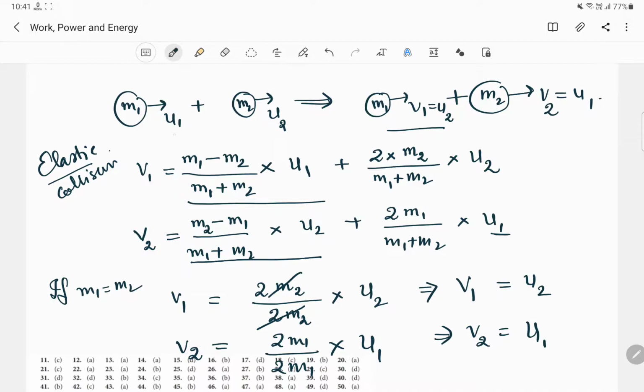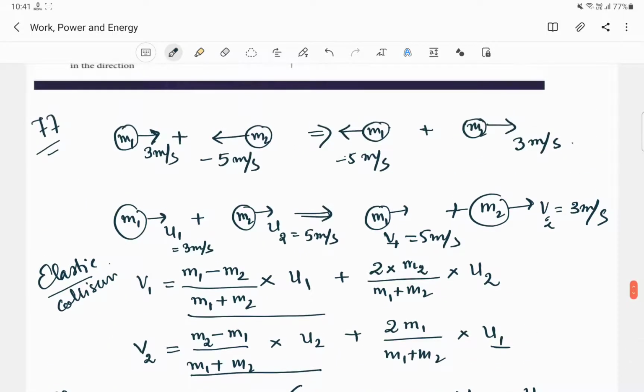If u1 is moving with a speed equal to 3 meter per second and u2 was moving with a speed 5 meter per second, then what will be the velocity of the first particle after collision? The velocity of the first particle after collision will be 5 meter per second. And what about the second particle? Second particle will be moving with a speed equal to 3 meter per second. Simply they will exchange their speed. This is in terms of magnitude.